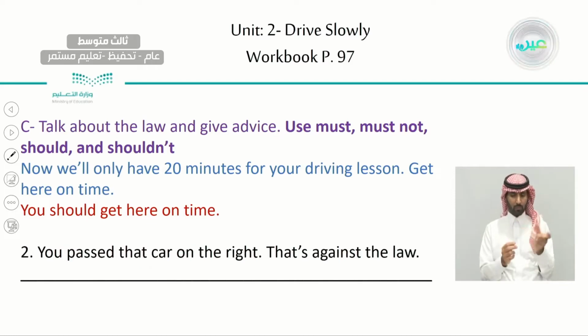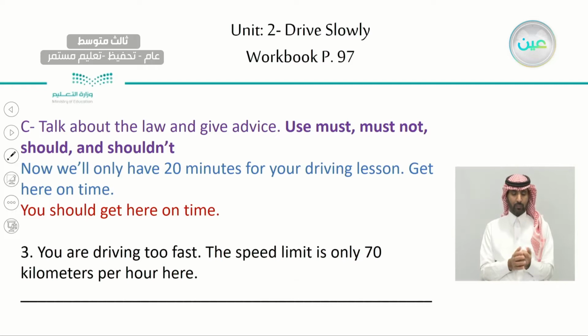Okay, number 2, you passed that car on the right. That's against the law. Okay, so what should we say? Okay, number 3, you are driving too fast. The speed limit is only 70 kilometers per hour here. So which rule did you get from number 3?